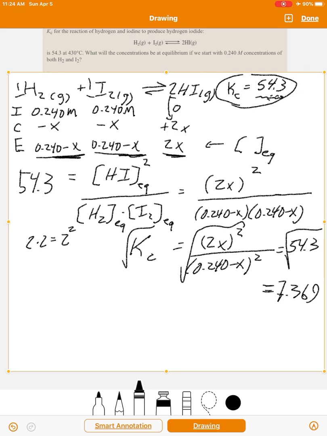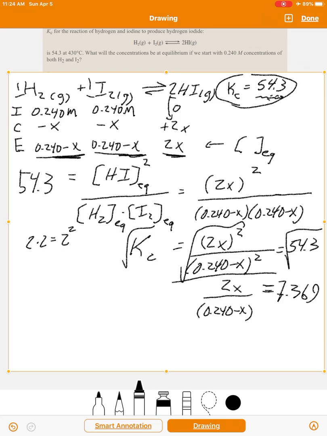Okay? So that is going to be equal to the square root of kc. That is going to be equal to 2x over 0.240 minus x. I got rid of the square in that intermediate term there. Okay? And don't mess with me over whether this is plus or minus. In fact, you're right. There's two answers to this. It's plus 7.369 and it's minus 7.369. We're going to ignore the negative root of this and just worry about the positive root.